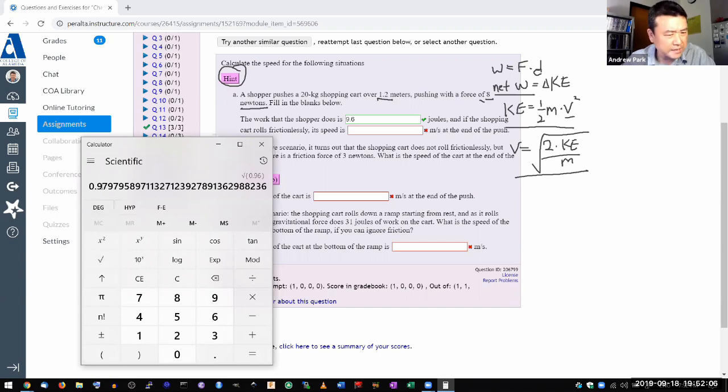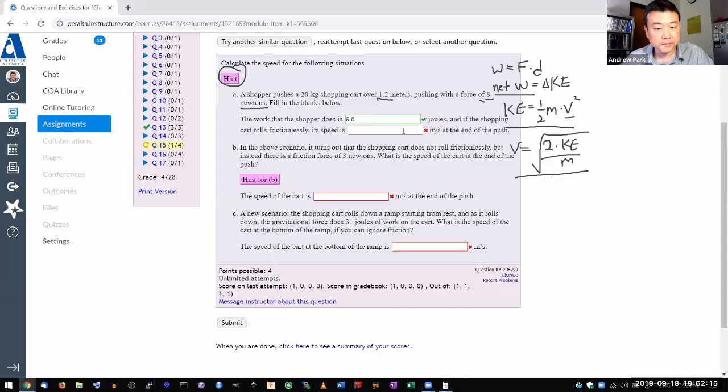I'll round it to 3 significant figures, which gives me 0.98. So all the units should work out so that I do have meters per second in the end. So 0.98 meters per second. Let's hope it's correct. One of these times it will be wrong and it'll be embarrassing.